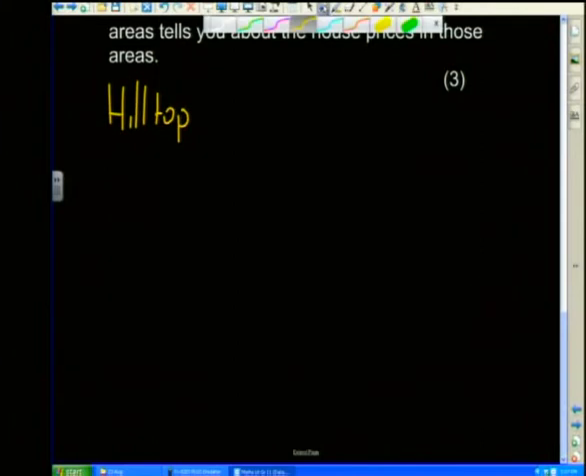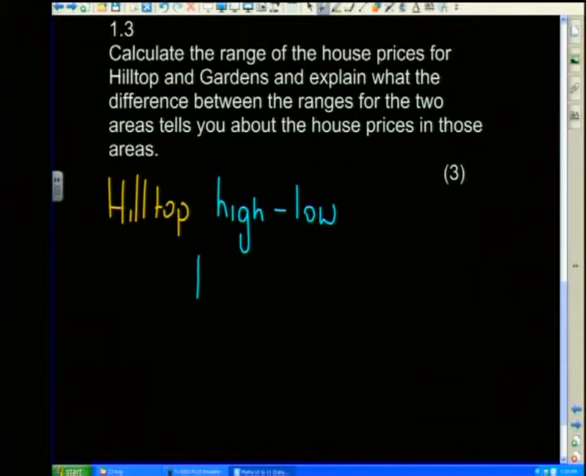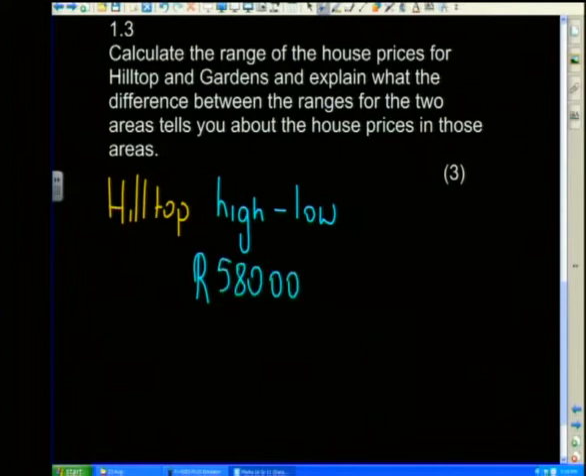Let's get a little bit more space here. Remember our range was our highest minus our lowest. So we're looking for our highest minus our lowest. Our highest for Hilltop was 580,000. And the lowest was 150,000.